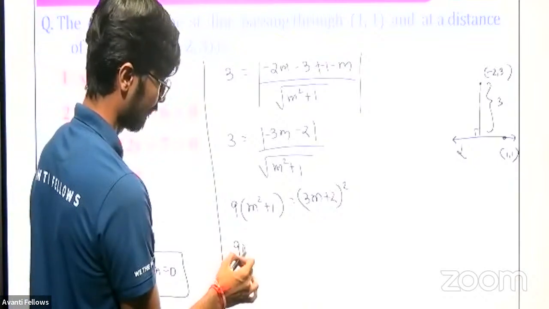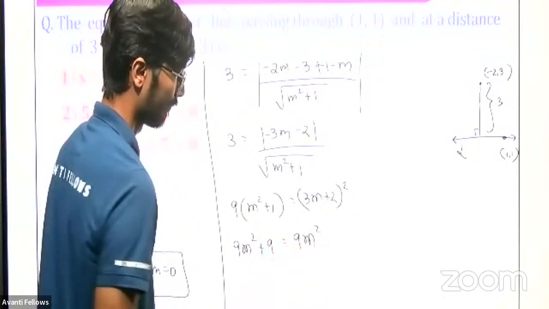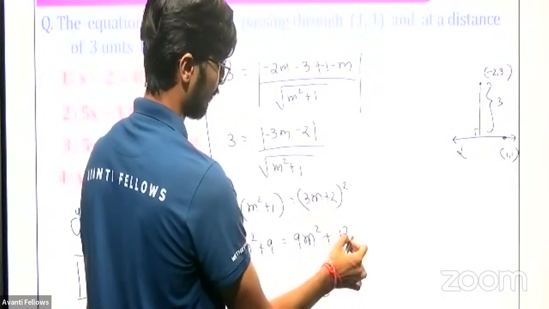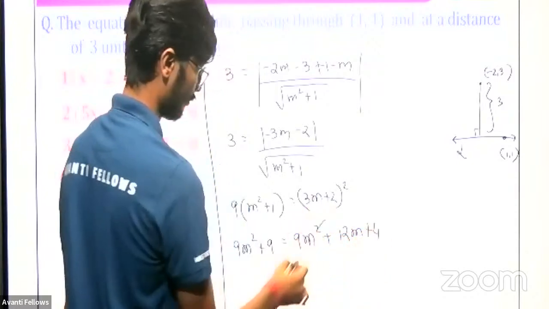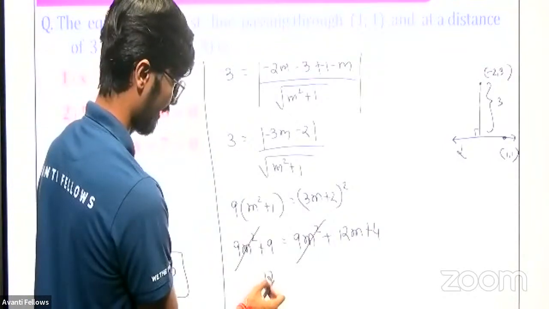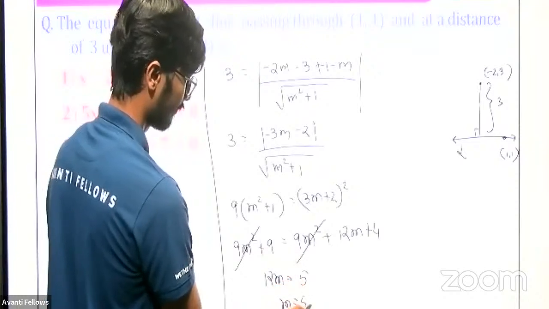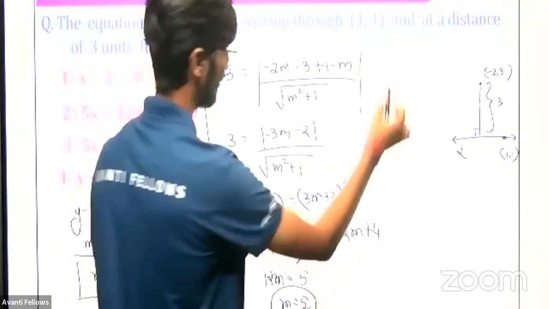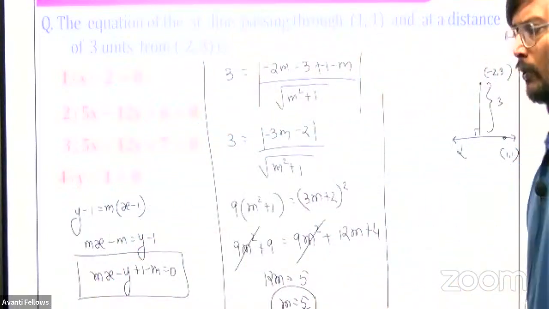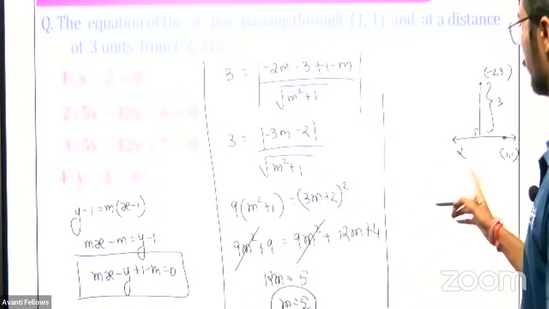I'll get 9m square plus 9 is equal to 9m square plus 12m plus 4. 9m square will get cancelled. So I'll get 12m is equal to 5. So m is 5 by 12. Let us substitute the value of m here, so we'll get our answer. Simple. So if we substitute m equal to 5 by 12, should I rub this diagram?